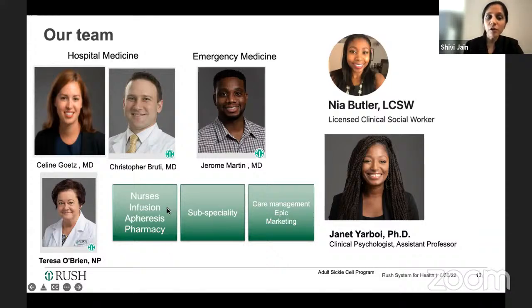We have a strong team of nurses in the infusion space, apheresis area, and also pharmacy that are supporting our program. We are trying to identify sickle cell champions in other subspecialties like nephrology, cardiology, orthopedics. We also have support from the care management team, EPIC. We are building OrderSets to streamline the care for sickle cell patients, and a marketing team to be able to understand what are the patients that we can serve better in the state of Illinois.